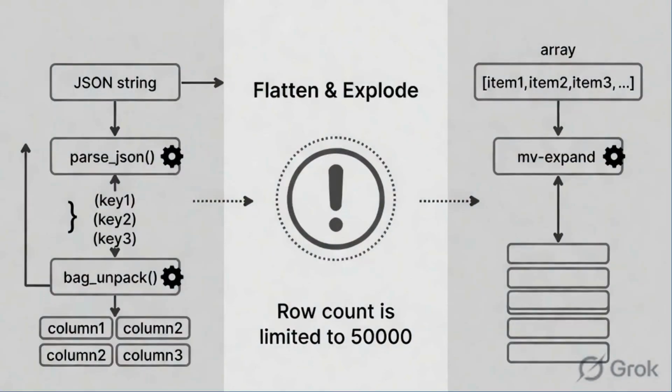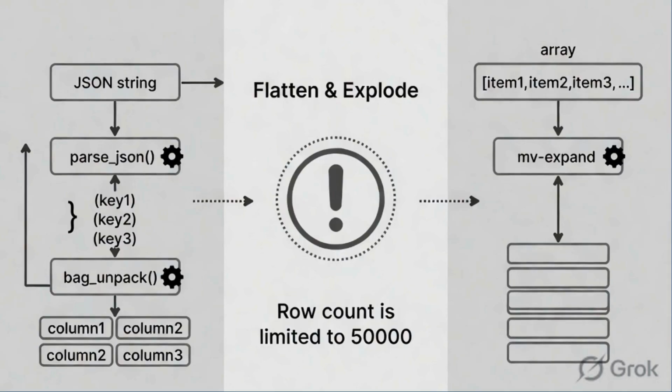Check out this side by side. It shows the two main ways to tame dynamic JSON data in KQL. On the left, a JSON string goes into parse_json and becomes a dynamic object with properties. Then bag_unpack flattens it. Top-level keys turn into clean, flat columns. Simple, fast, no row explosion.